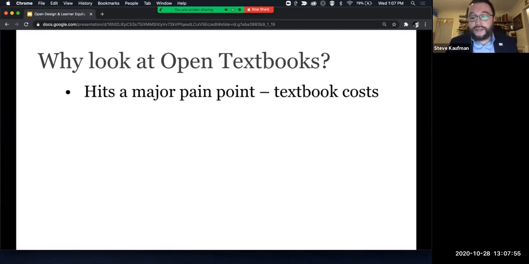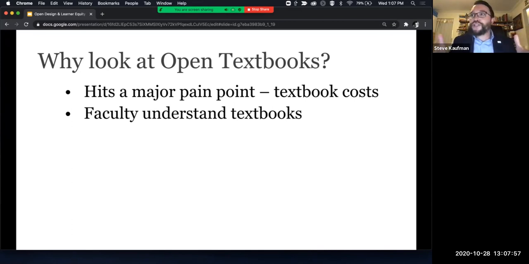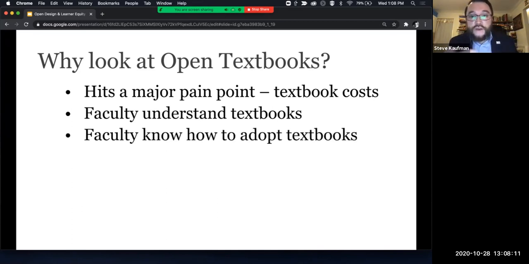It hits a major point, right? We've been talking the whole time about textbook costs, but faculty understand textbooks, to Bethany's point, right? It's a volume of knowledge. And because we've used textbooks forever, it's easy for me to see the organization. I can wrap my mind around a table of contents, and I can easily align those things to the objectives that I have in the class. Faculty know how to adopt textbooks, so going one for one is not as heavy a lift as you might think.